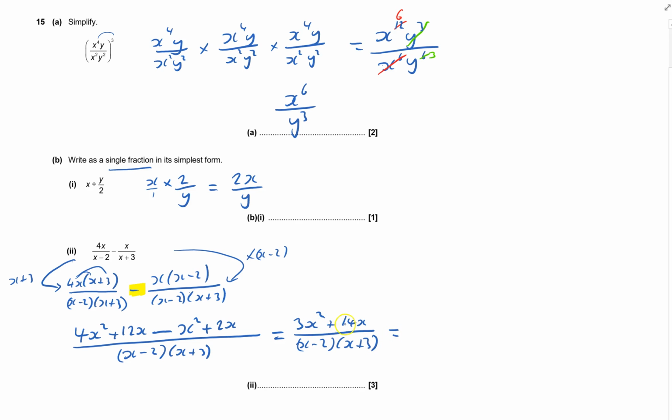And finally, x goes in both of those, so I'll factorise the top bit, so that'll become x times 3x plus 14 all over x minus 2 times by x plus 3. And that'll do me to leave there. It does say as a single fraction. It is in a single fraction, and it is simple. Whether that's multiplied out, that'll be fine as well.